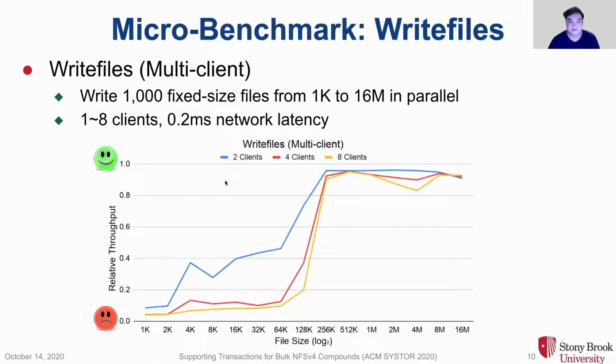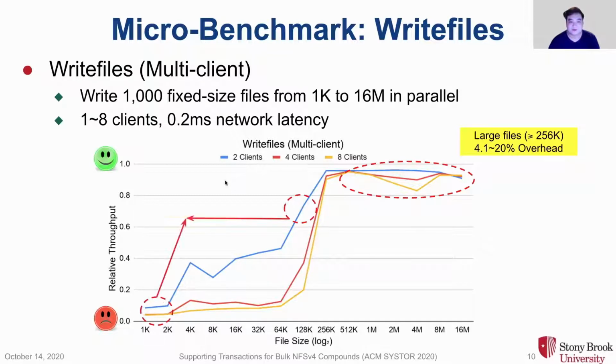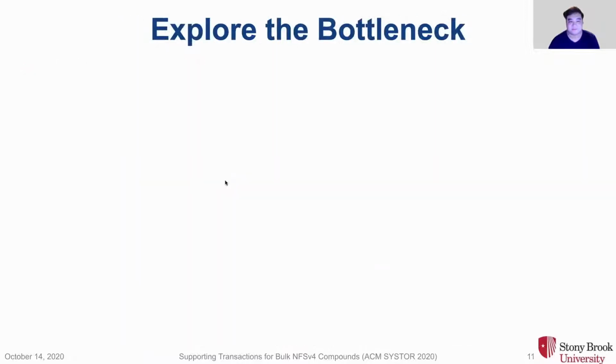We can see that for large files of sizes over 256 kilobytes, the overhead was small and less than 20%. However, for smaller files, the overhead went from 36% to 26 times. The smaller the files and the more the clients there were, the larger the overhead was. The overhead was so high, and we would like to know what caused such huge overhead.